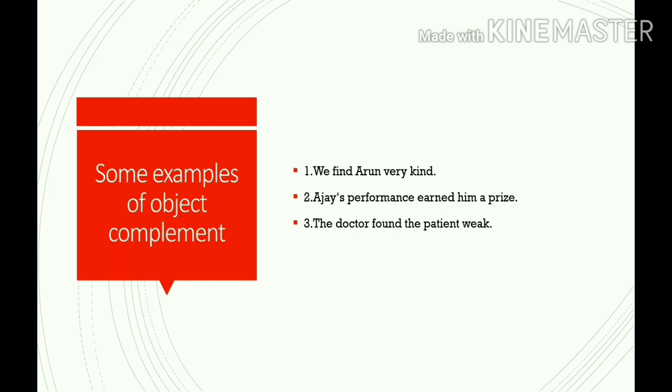If I say that Ajay's performance earned him, then the sentence looks meaningless. Something is missing there. But when I write a prize also, then the sentence has become meaningful. So, a prize is the complement for him, and it is completing the meaning of the sentence. Now come to the next example.